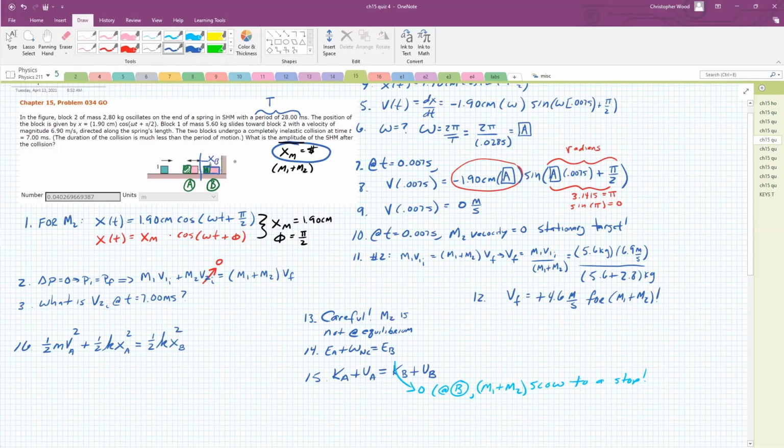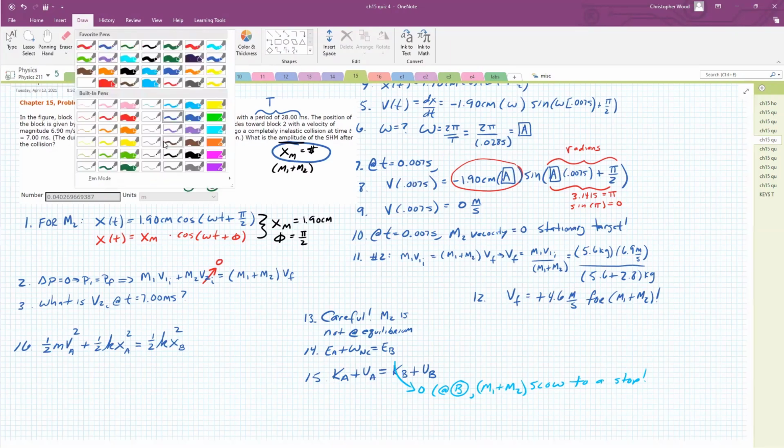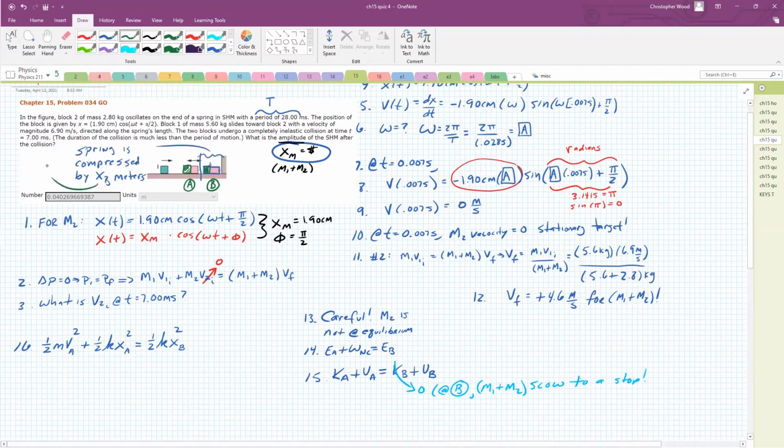Okay, so that's kind of cumbersome. Let me just say here, spring is compressed by x_B meters, and that's our dollar sign. This is the dollar sign right here. This point of maximum compression. Okay, this is dollar sign. Okay, so step 17.